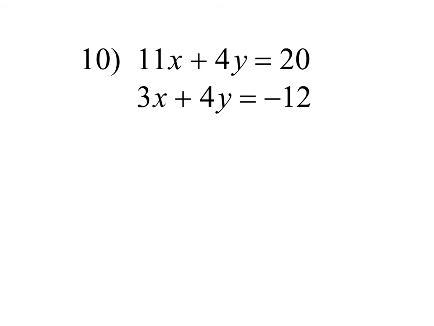What do we need to do first to solve by elimination for number 10? We have to get it negative. Perfect. One of the numbers negative. That way our y's will cancel out. So what can we do to make it negative? Times by -1.